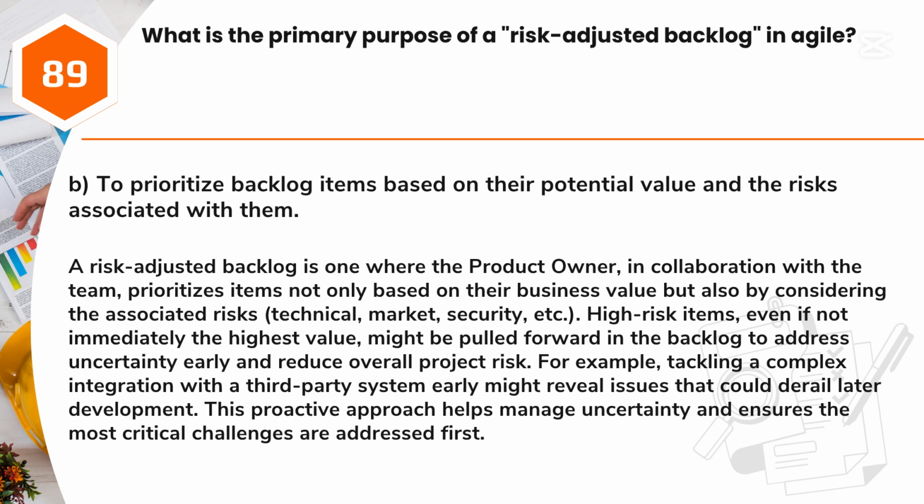High-risk items, even if not immediately the highest value, might be pulled forward in the backlog to address uncertainty early and reduce overall project risk. For example, tackling a complex integration with a third-party system early might reveal issues that could derail later development. This proactive approach helps manage uncertainty and ensures the most critical challenges are addressed first.